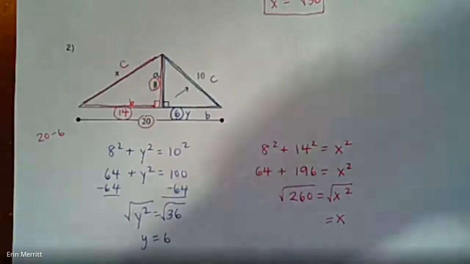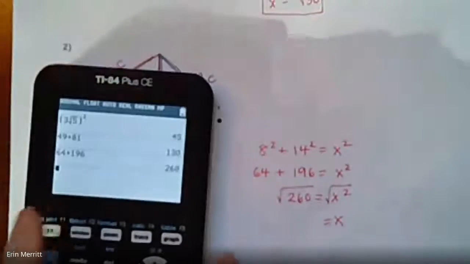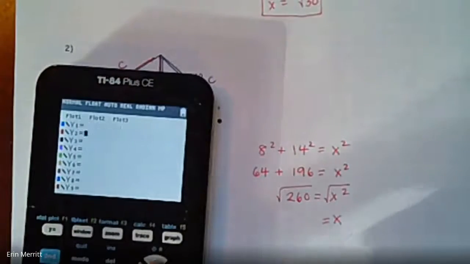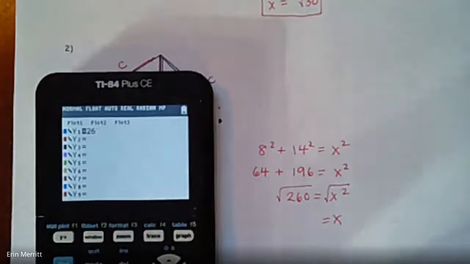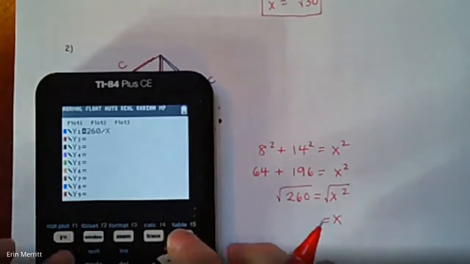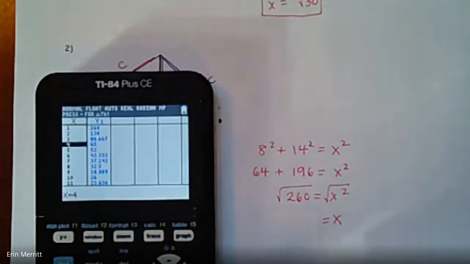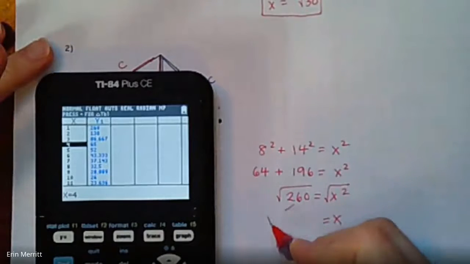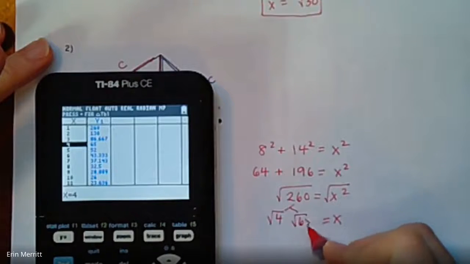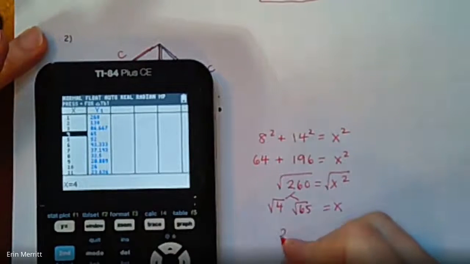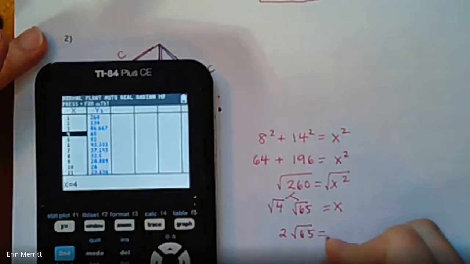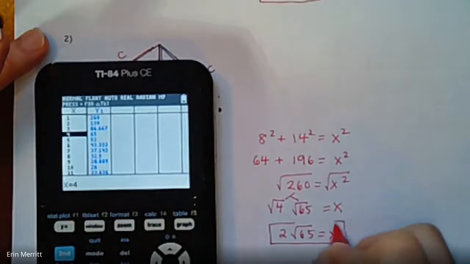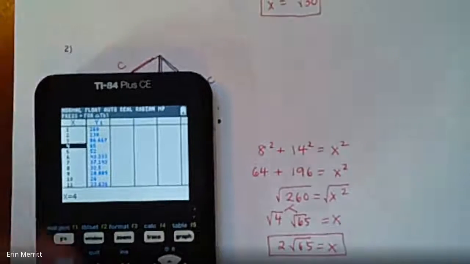Simplifying that radical, probably not a whole lot is going to happen here. If I go into my y equals, I can type in 260 divided by x and see if I see any perfect square factors. Yeah, right here I actually have 4 and 65. I think that might be as good as it's going to get. So I could break this into radical 4 times radical 65. And my answer then would be 2 radical 65 for the value of x in simplest radical form.